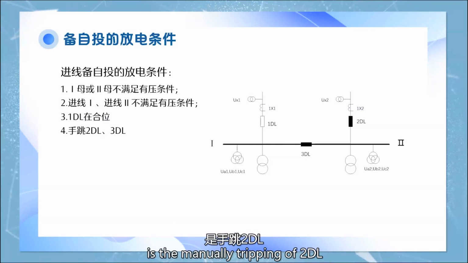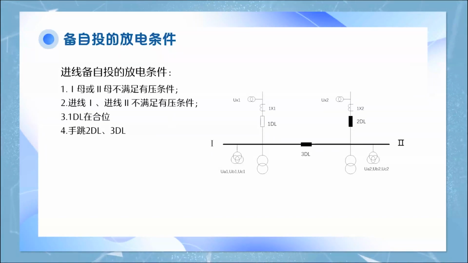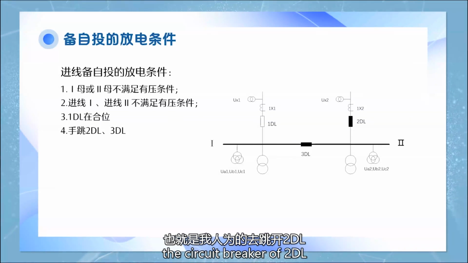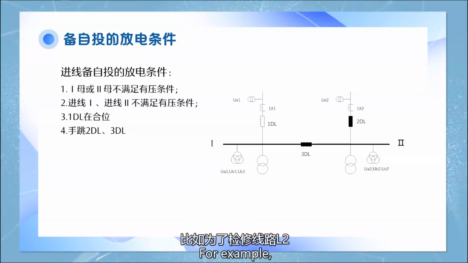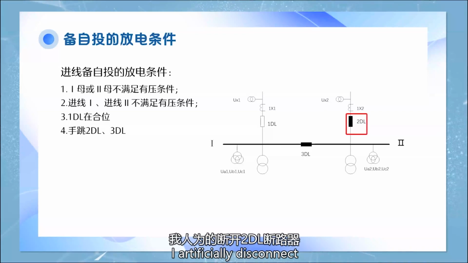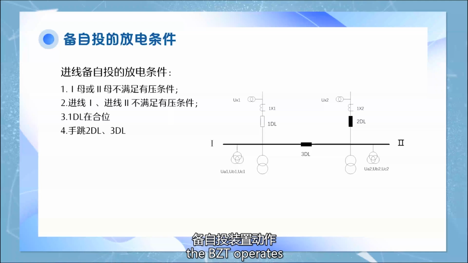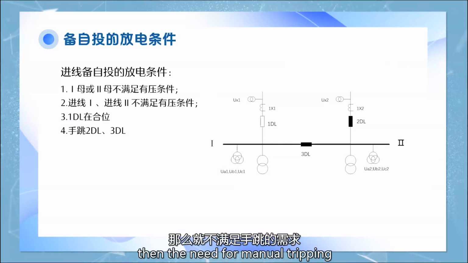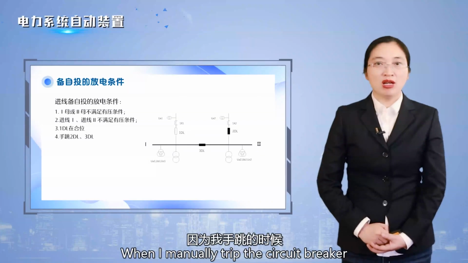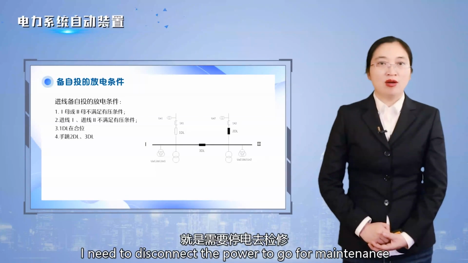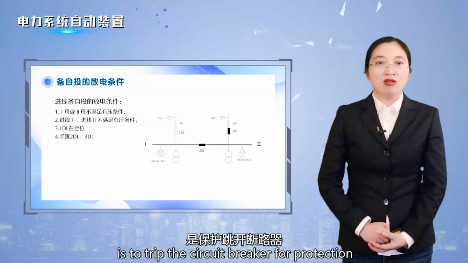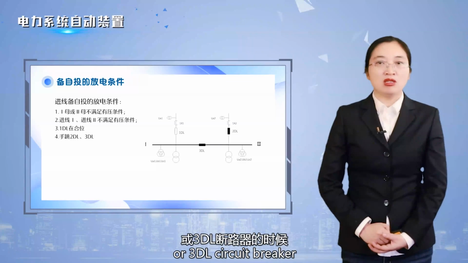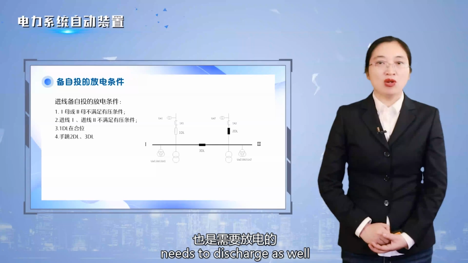The fourth discharging condition is the manual tripping of 2DL or 3DL. That is, if I artificially trip the circuit breaker of 2DL or 3DL, the BZT is also required to discharge. For example, in order to maintain line L2, I artificially disconnect the 2DL circuit breaker, and according to the logic, the BZT would operate and close the 1DL. But the need for manual tripping is not satisfied. When I manually trip the circuit breaker, I need to disconnect the power to go for maintenance, and the BZT action condition is to trip the circuit breaker for protection. So, when I manually trip the 2DL or 3DL circuit breaker, the BZT needs to discharge as well.